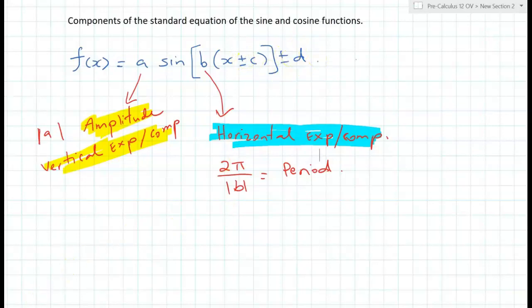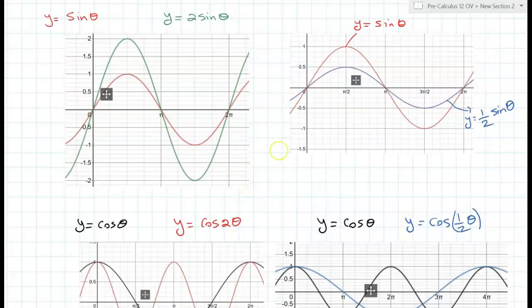All right, so let's bring it all together. Here are the functions that we have. y equals sine theta, the red graph. What happens? You put a 2 in front, the amplitude doubles, a vertical stretch. That's the graph of that. If you start with y equals sine theta, and you go to 1/2 sine theta, there would be a vertical compression. Notice that the vertical value here turns out to be a half.